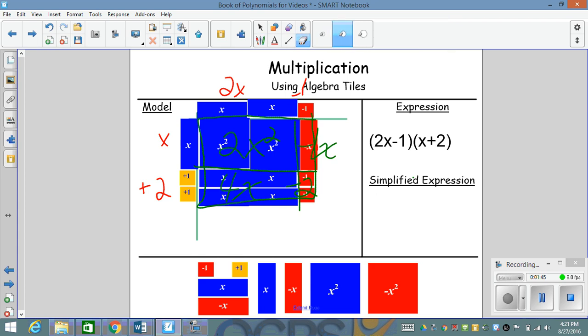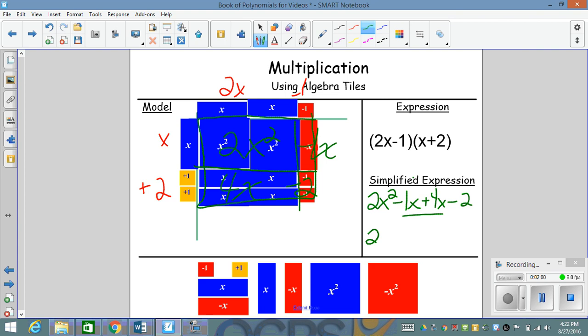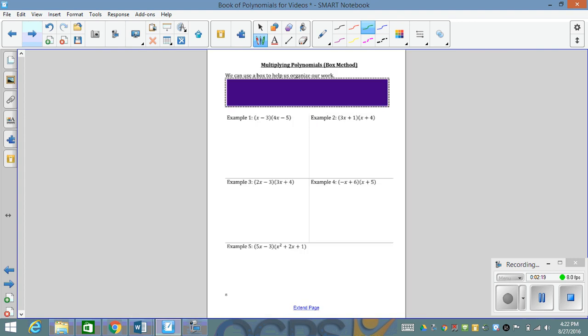So our simplified expression is 2x squared minus 1x plus 4x minus 2. Combining my like terms, 2x squared plus 3x minus 2. That's my simplified expression. Now again, we don't want to have to use algebra tiles every time. They're meant to give us that visual image, but we want to be able to do it symbolically without the algebra tiles. So let's take a look at that.